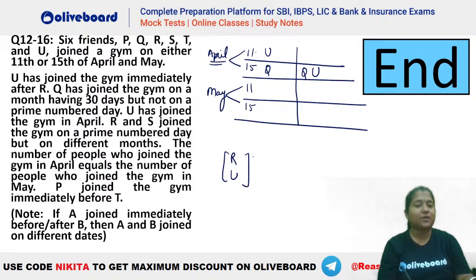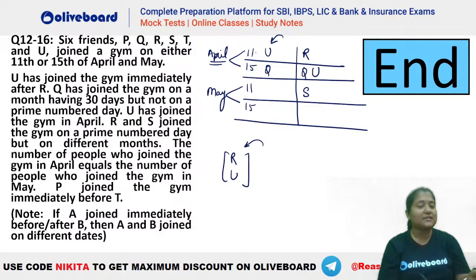Now what is given? We know that R has to be immediately before U. It was given that U joined the gym immediately after R. So that means this case is not possible. So R has to be here. This will be your R here. Now after that, R and S joined the gym on prime number dates, but in different months. So R and S, you can see, have to be on 11th only and in different months. So S will be this person.